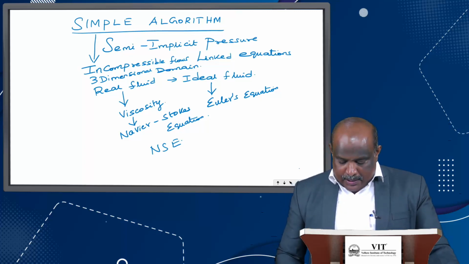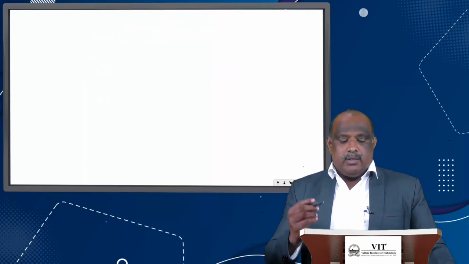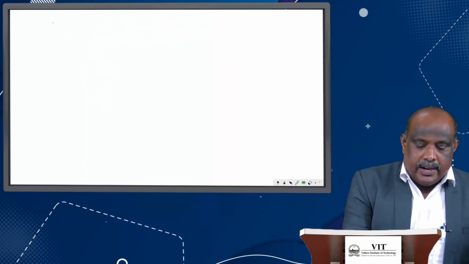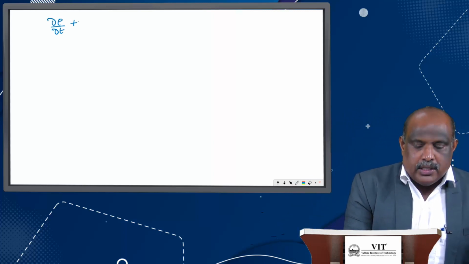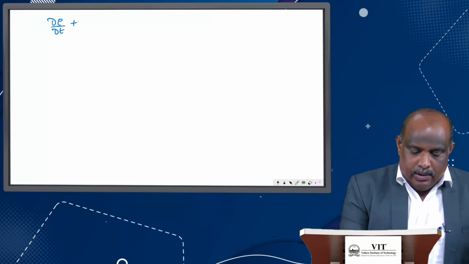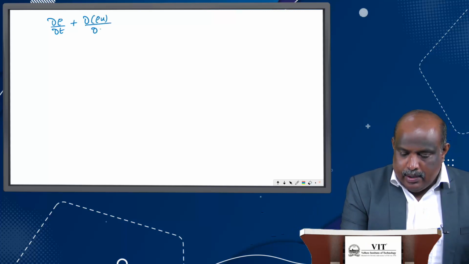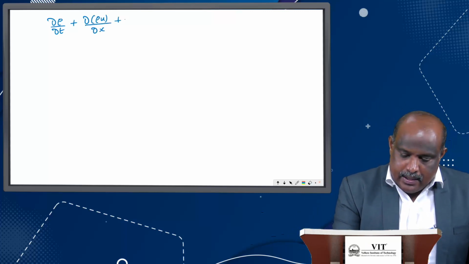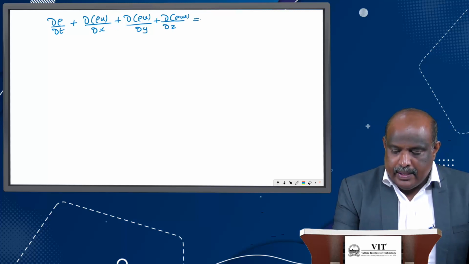Why is this SIMPLE algorithm required? That is what we want to know. First I will write the continuity equation. I will write in small font because I want to accommodate all the equations, namely the continuity and the three momentum equations. Dou rho by dou t plus dou rho u by dou x plus dou rho v by dou y plus dou by dou z of rho w is equal to 0.